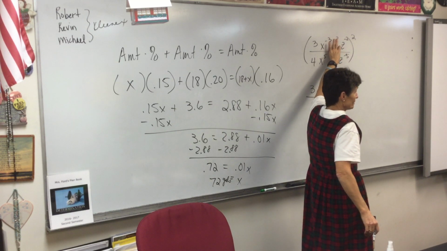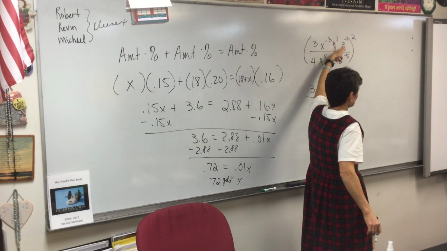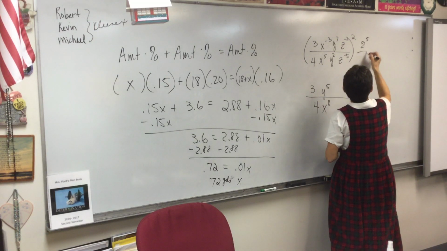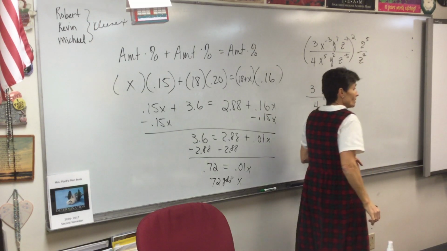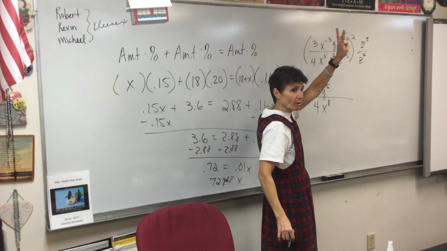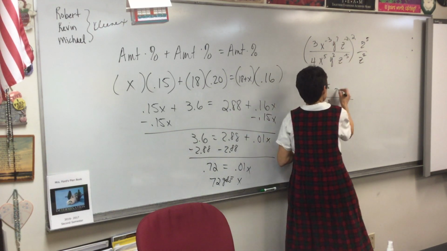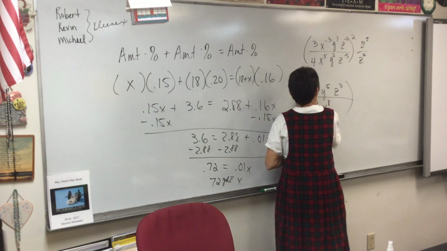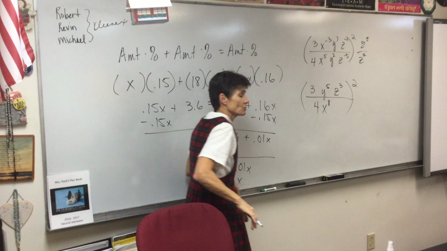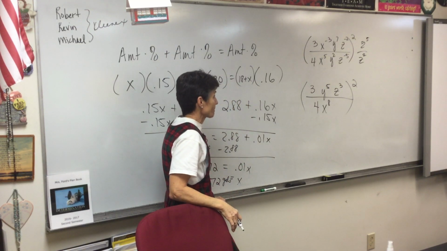Uh-oh, look here. They both move, don't they? So we're going to have z to the fifth over z to the second. Who has more? Top. How many more? 3. So I have z to the third on the top. This is a free response question, so you can get partial credit if you mess it up.